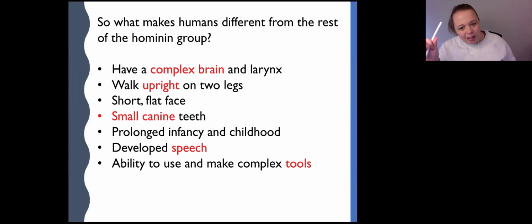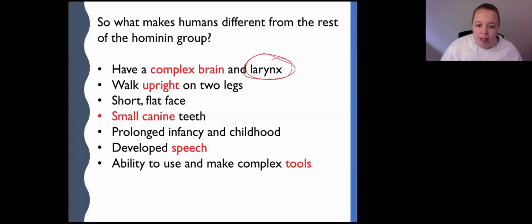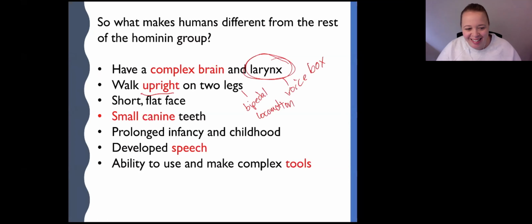So we have a very complex brain, obviously, and then this one here is a really important one. The larynx is the voice box. So the fact that we developed a really complex voice box allows us to do exactly what I'm doing right now, which is talk. And that's really, really important for our history and our evolution. We also have the ability to walk upright, which is called bipedal locomotion. We have a short, flat face, and this will make sense later on.